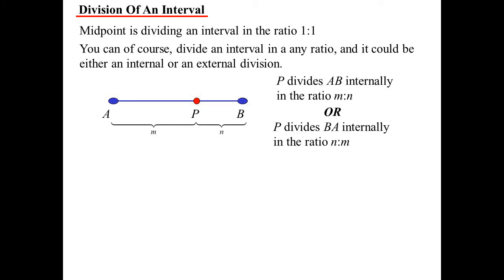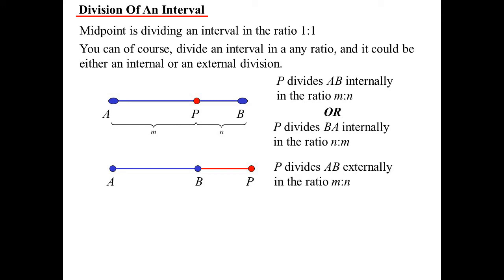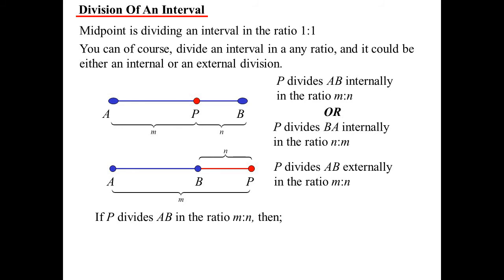Okay, well, what's external division? Well, that's when you produce the line to another point. Now that point still creates a ratio when you take the distance to A and the distance to B. But that's what we call an external ratio. So it's externally in the ratio. Again, the order is important. So from P to A would be m, from P to B would be n. So you still do it the same way. So if P divides AB in that ratio, there's our formula.